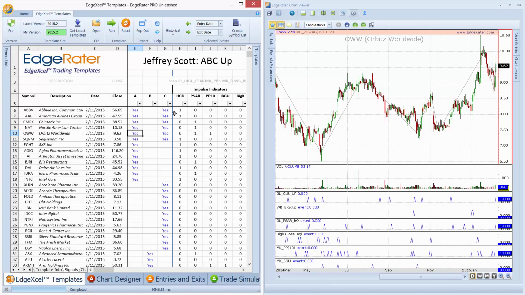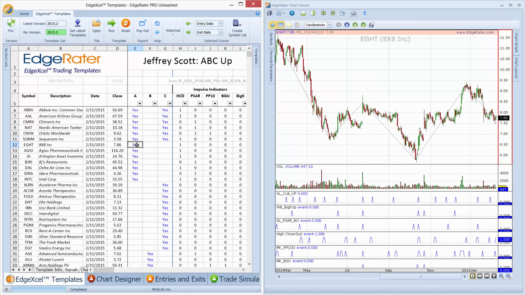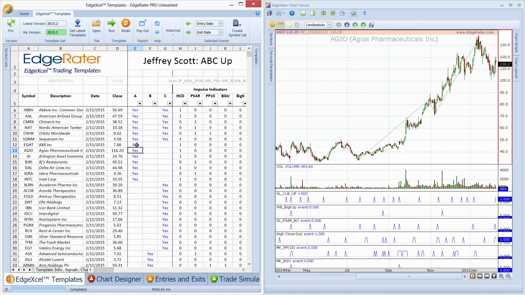Let's look at the B's. And you may have noticed actually the ones we went through just now are also C's. C's meaning that they came down to within a percentage, and that percentage is defined in the template. And I believe they've come down to within 5% of the previous peak and started turning around. So the ones we looked at so far are all A's and C's. And now these set down here, EGHT, AGIO, they are A's only.